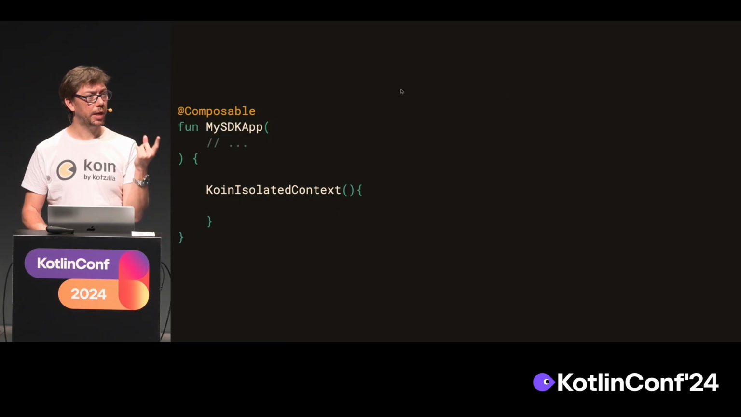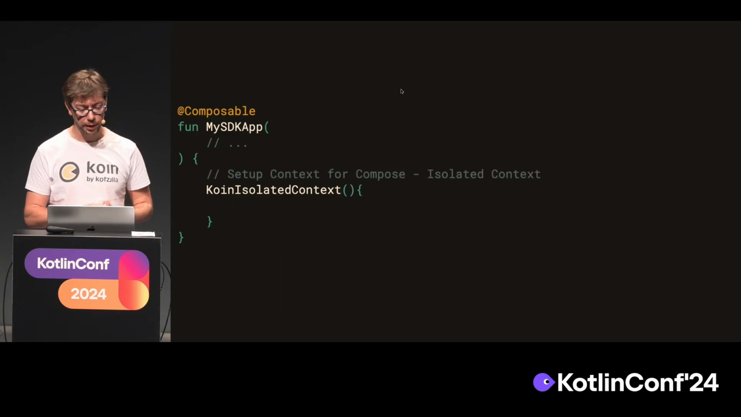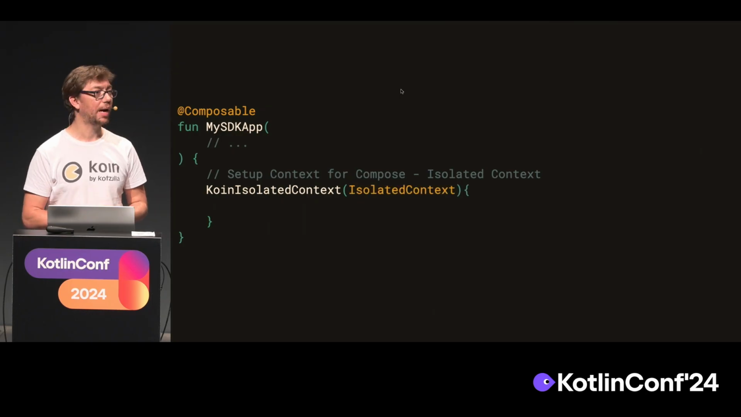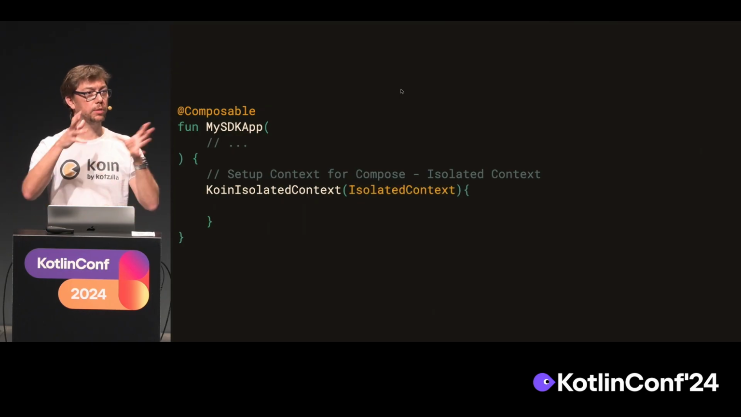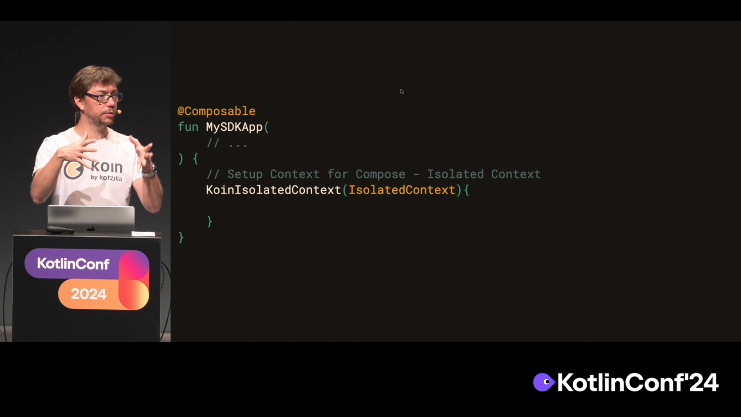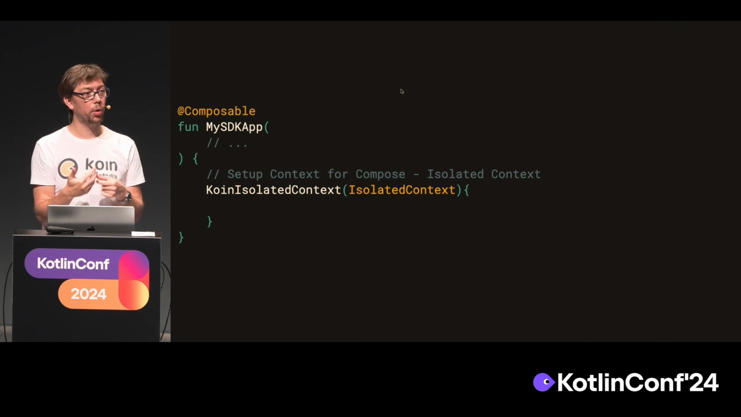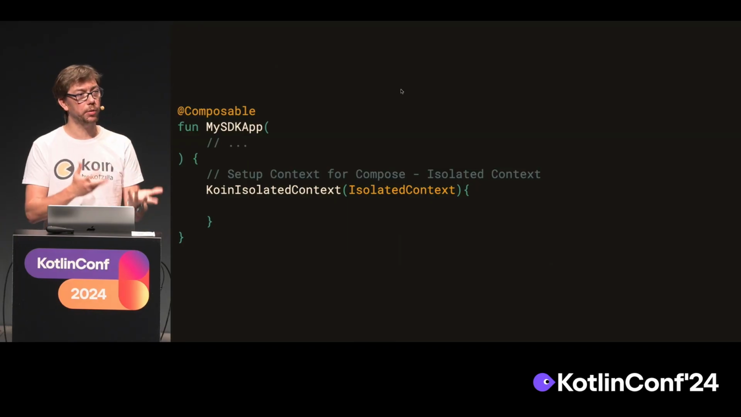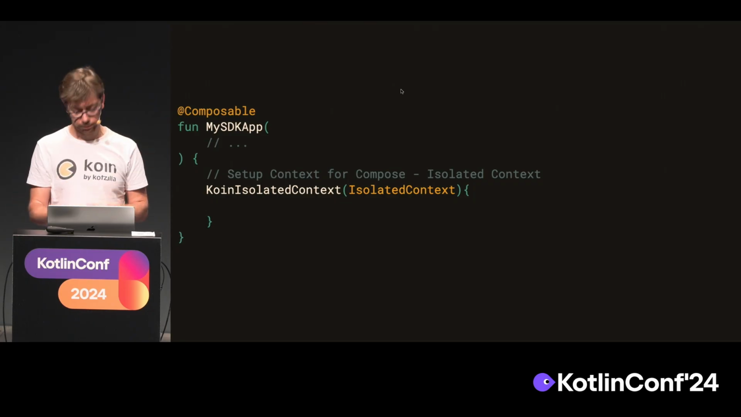Lastly, you can develop with Compose and the Koin SDK and white label application. And with Koin isolated context, you can run something inside your Compose application that is completely isolated for you. And then if someone is using your SDK with your Compose UIs, there will be no conflict with your dependency injection universe.